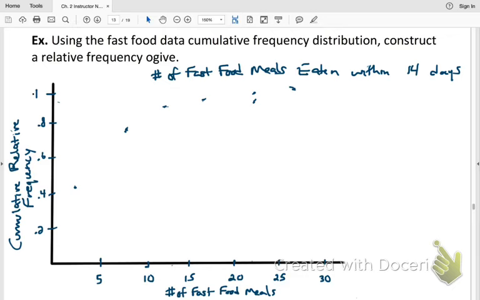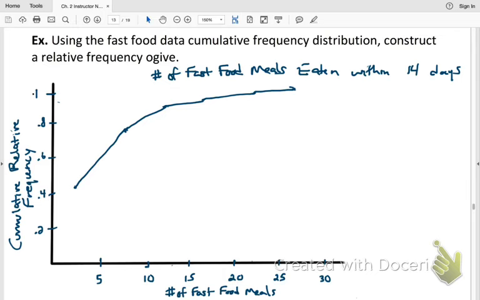Okay, so just kind of trying to make my ogive here, and now I can just connect those dots that I put on the graph. And so this is an example of a relative frequency ogive, where I'm using those cumulative relative frequencies, and just a frequency ogive would just use the cumulative frequencies.